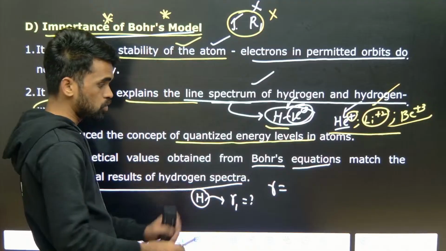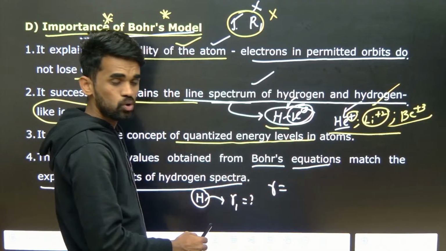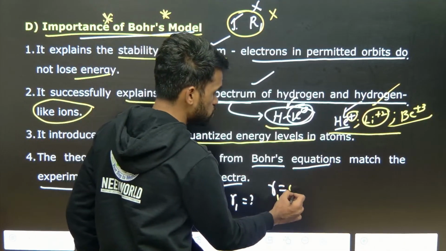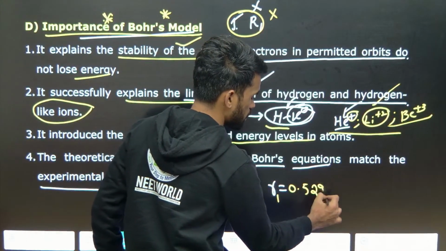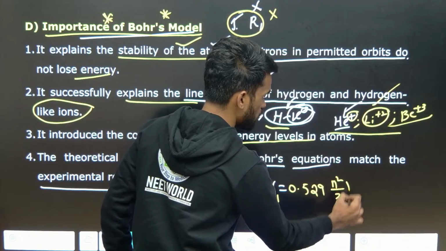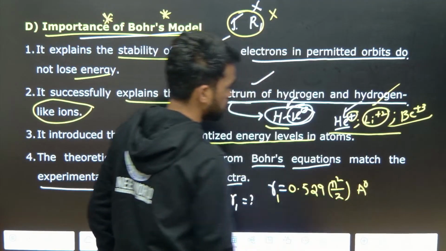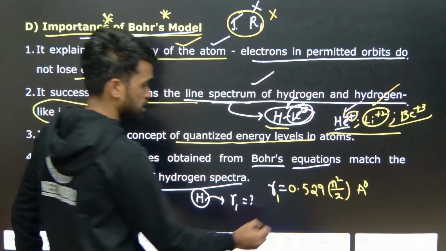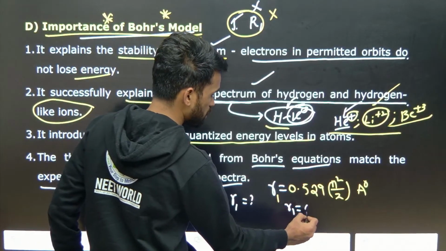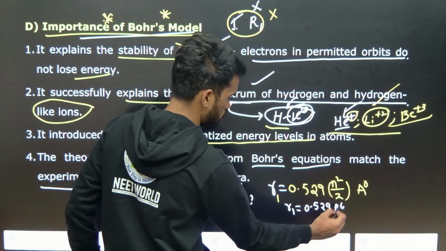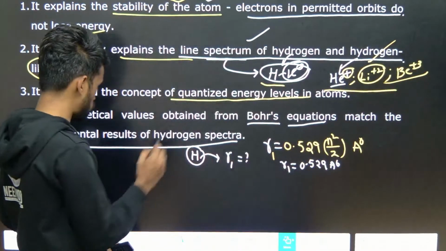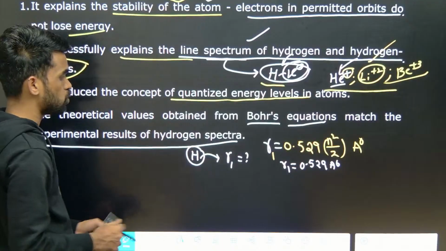So that value is the radius of the first Bohr orbit calculated using Bohr's model. The formula we will be using from Bohr's atomic model is 0.529 n square by Z angstroms. So R1 will be 0.529, and this value is nothing but equal to the experimental value for Bohr's atomic model.